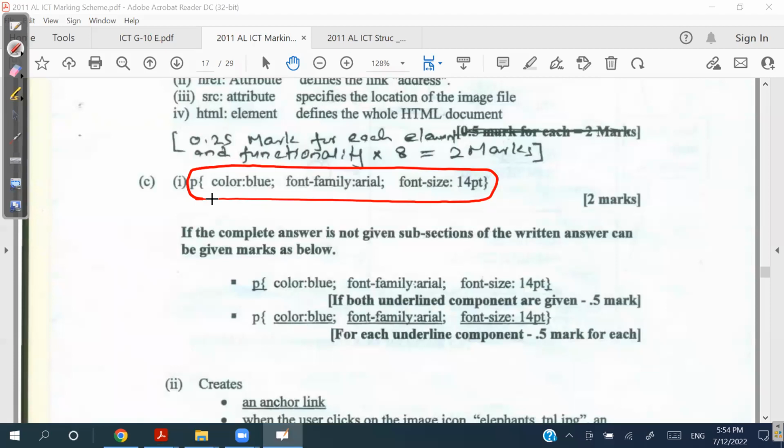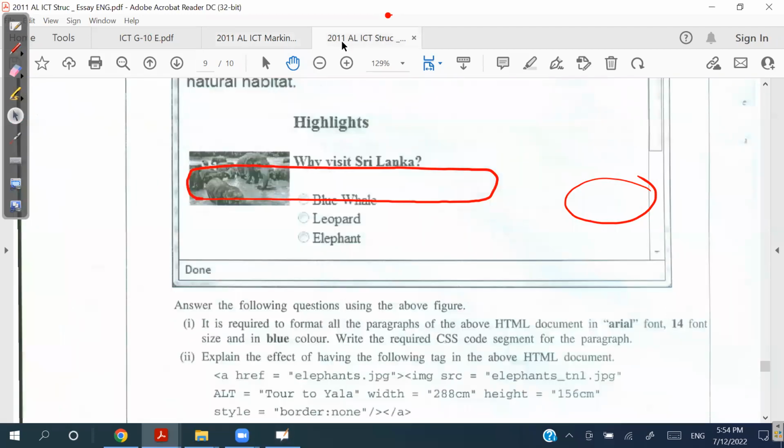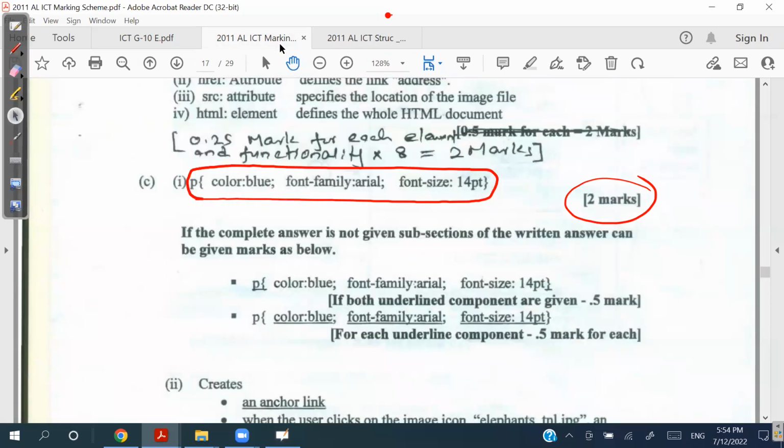Okay, so you can have 2 marks for that. Yes, you can have 14px as well, because they haven't said whether it is in the point size or the pixel size. So in that case, you can have it as 14 px as well. Doesn't matter.